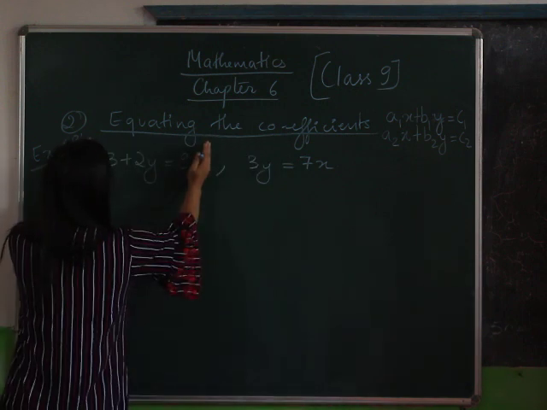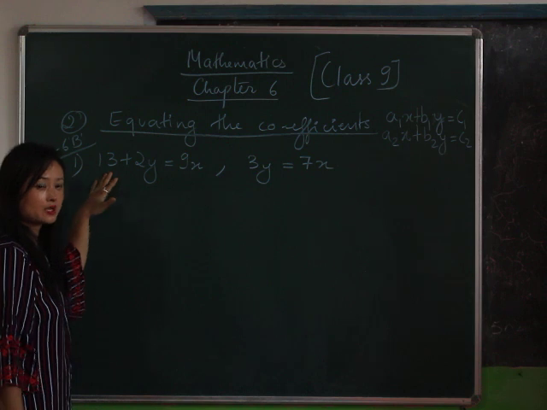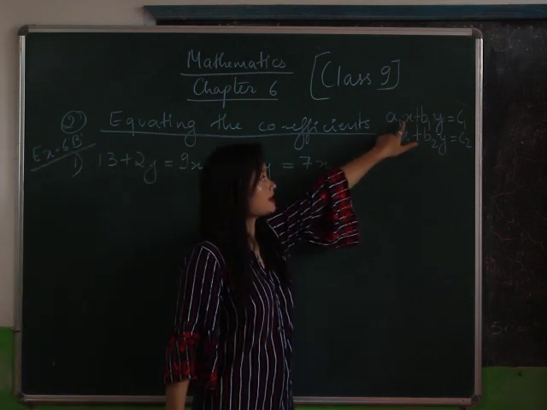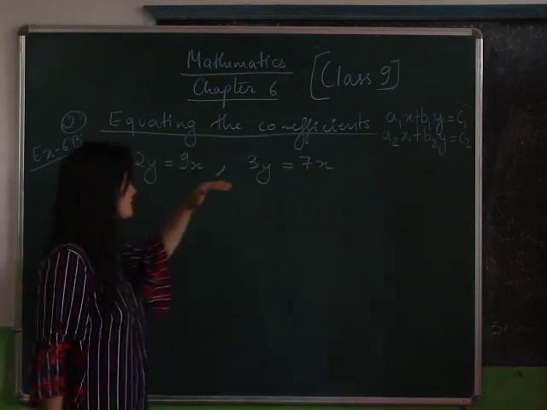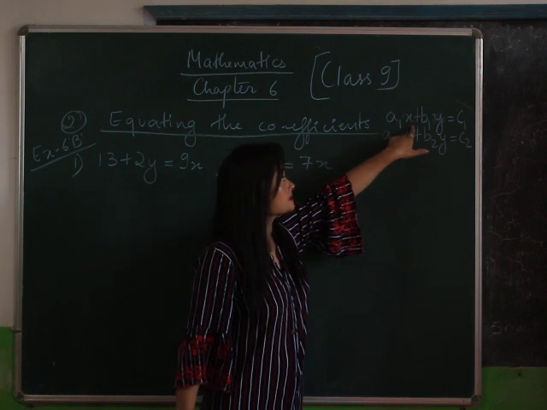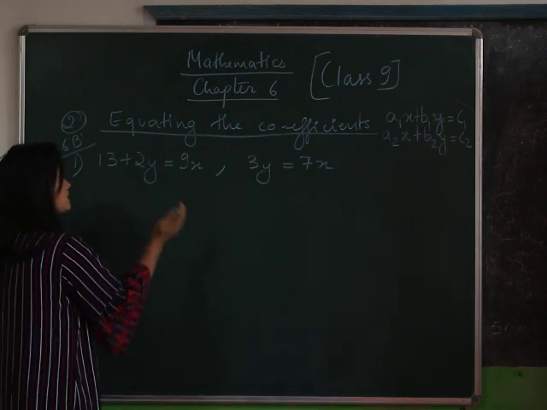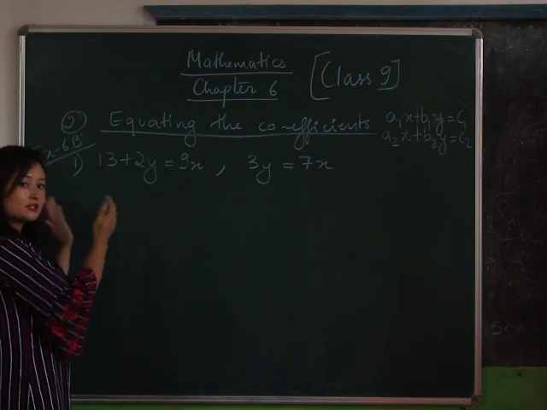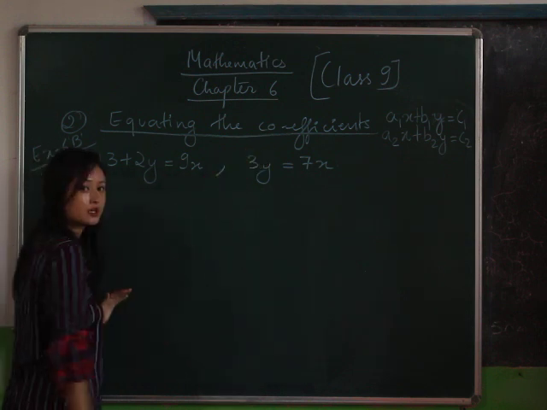So when we see the first equation here, it is not arranged properly. Okay, it is not in this form: a1x plus b1y equals c1. So what you have to do is bring this equation into this form: a1x plus b1y equals c1. So what I'm going to do is bring x and y to the left hand side and the constant to the right hand side.